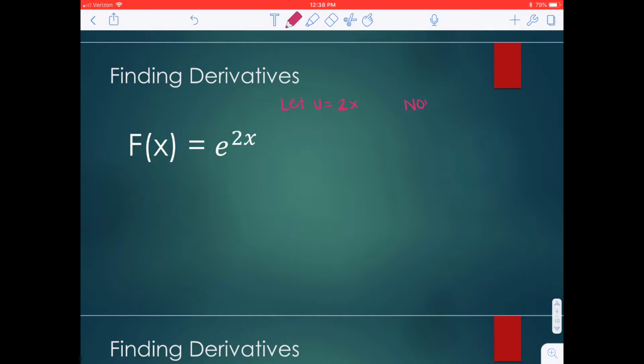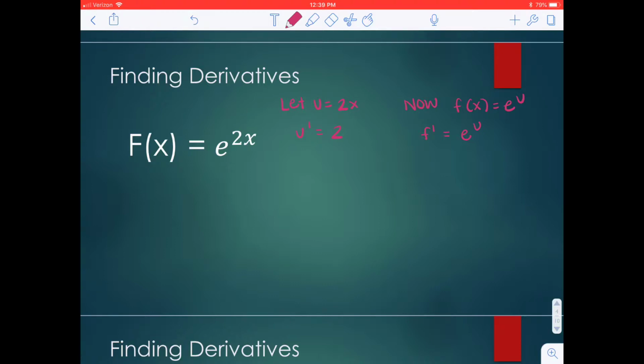And now the function that I'm working with, f of x, is just e to the u. And that's going to make it a lot easier for me to solve. So I'm going to look for u prime, and that's going to be 2. And I'm going to look for f prime, and that's going to be e to the u, because we just learned that the derivative of e to the x is e to the x. And although this is a u, it doesn't matter. It's just a different variable.